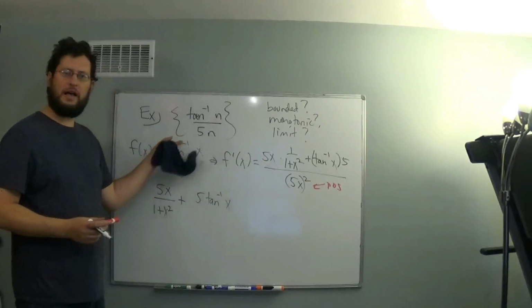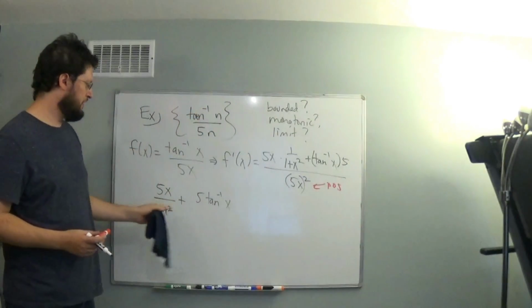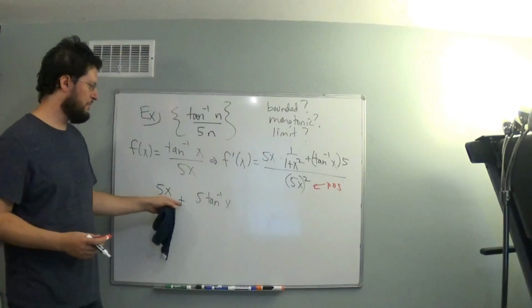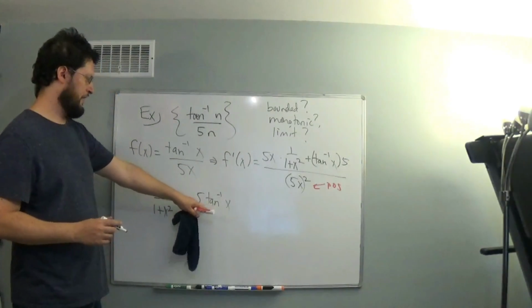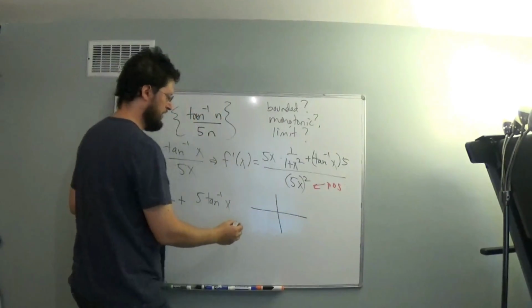Now, x is positive because we're looking at x as a placeholder for n. So these are always positive. Right? So this is always positive. The problem is the tan inverse, and what about tan inverse? Let's remember what tan inverse looks like. Tan inverse actually looks like this.